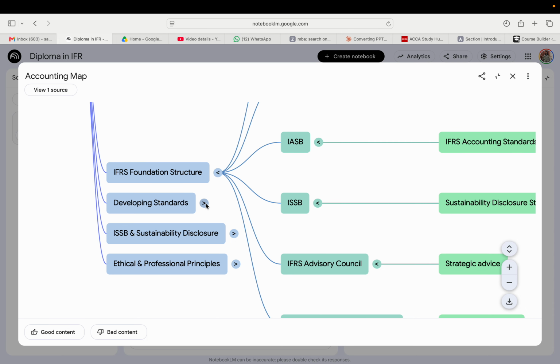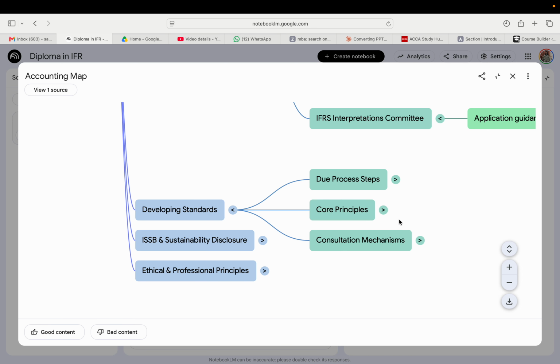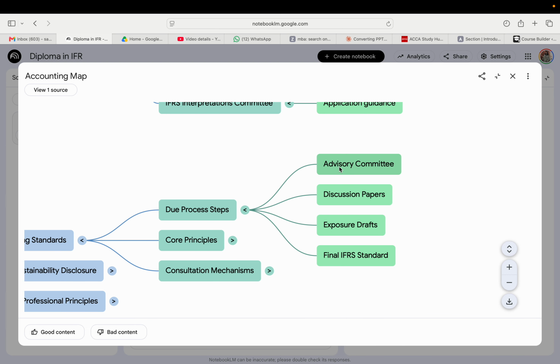Then the next stage is developing standards. There is a process. Standards are not prepared as you wish or in a haphazard manner. No, there is a fixed process that every standard goes through before it is implemented. So what is this? First, the advisory committee is there, who will advise. Then a discussion paper comes out, where it will be discussed with the public before it is fixed. Then there's an exposure draft. It's like a draft. It is not finalized IFRS, but it's like a draft. Then there will be a final IFRS standard.